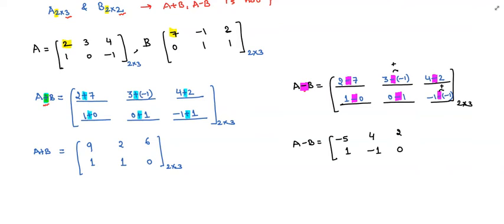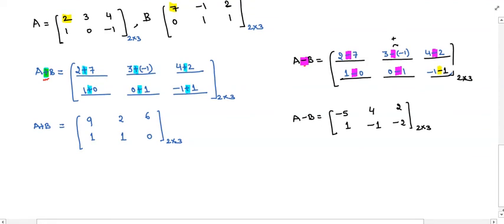Sorry, I have made a mistake here. It is actually 1 here, so it is minus 1. By mistake I mentioned minus 1. So here also the number changes, it's not 0. So minus 1 becomes minus 2. So this is the resulting matrix 2 by 3, A minus B. Okay, clear?